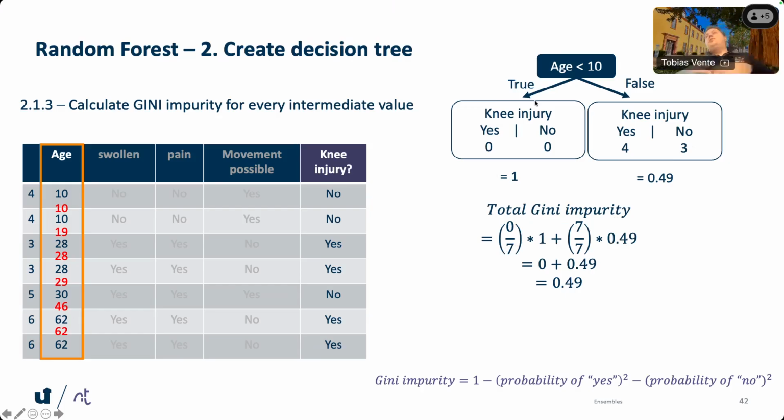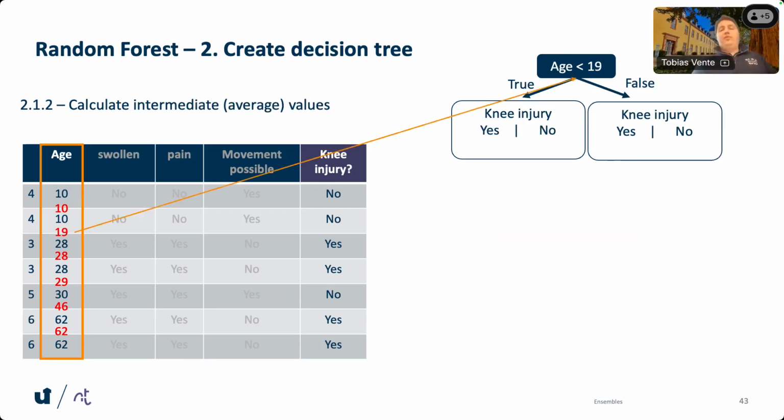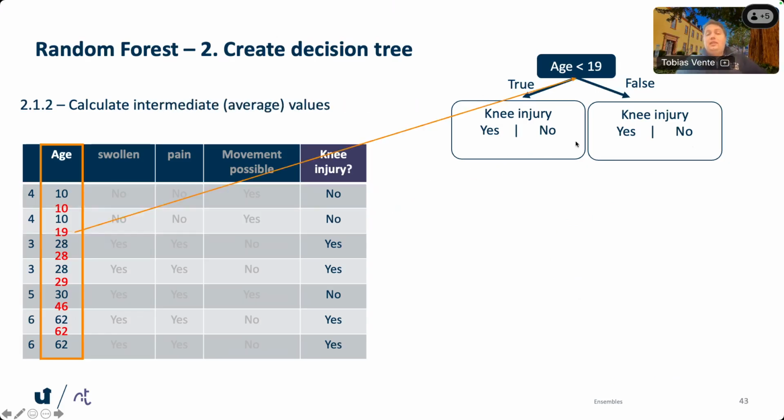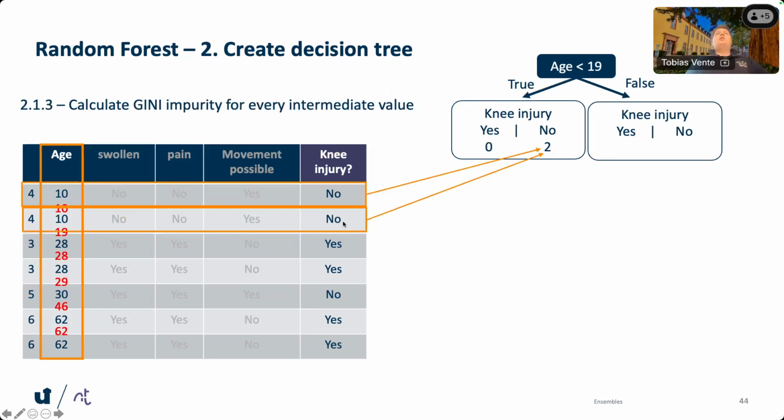These seem like a lot of steps, but actually it's the exact same step. And once you implement it, it's straightforward and somewhat fast. So then we continue with the second threshold, and in our case, this is 19. And again, the left leaf node is when smaller than 19 is true. And we basically have 2 data points where this is the case. And both of the data points say it's no knee injury.